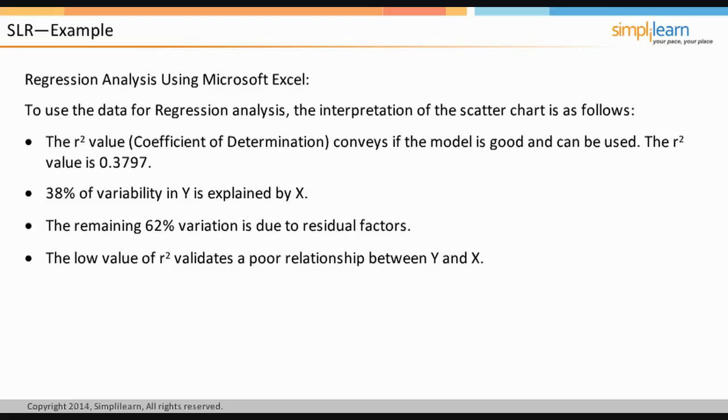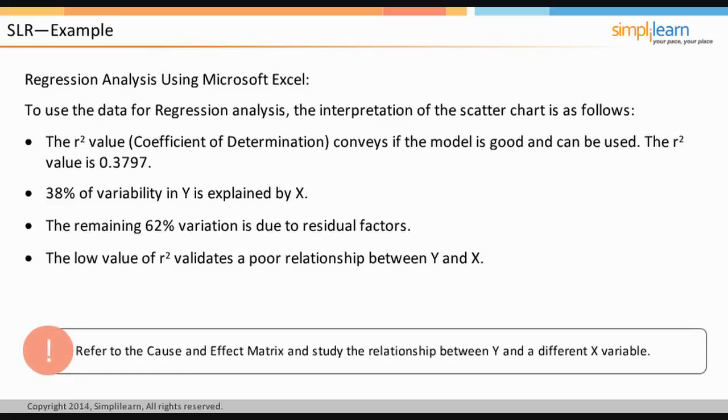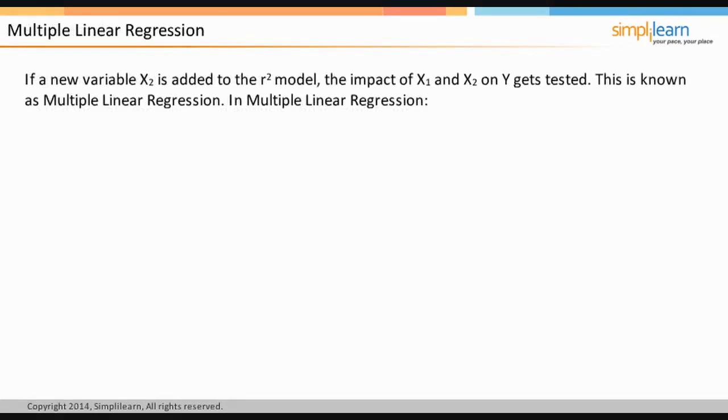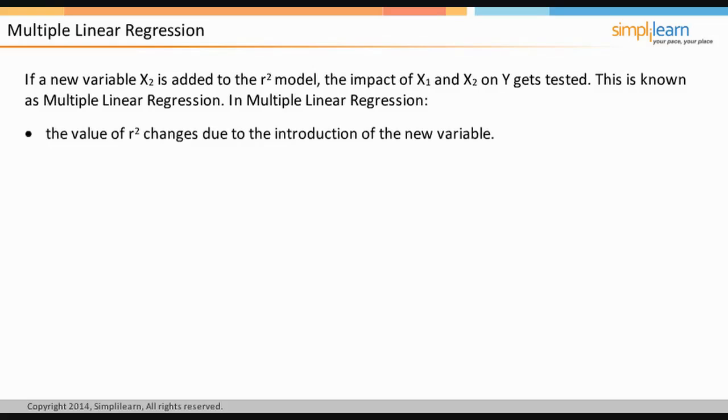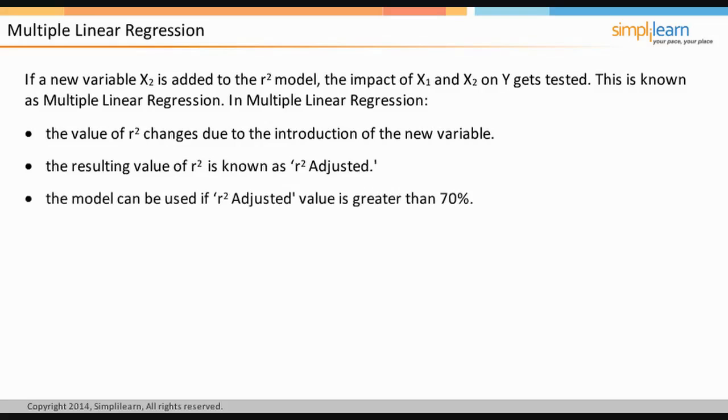In a similar situation, one should refer to the cause and effect matrix and study the relationship between y and a different x variable. We will discuss multiple linear regression in this screen. If a new variable x2 is added to the R² model, the impact of x1 and x2 on y gets tested. This is known as multiple linear regression. The value of R² changes due to the introduction of the new variable. The resulting value of R², which can be used in cases of multiple regression, is known as R² adjusted. The model can be used if R² adjusted value is greater than 70%.